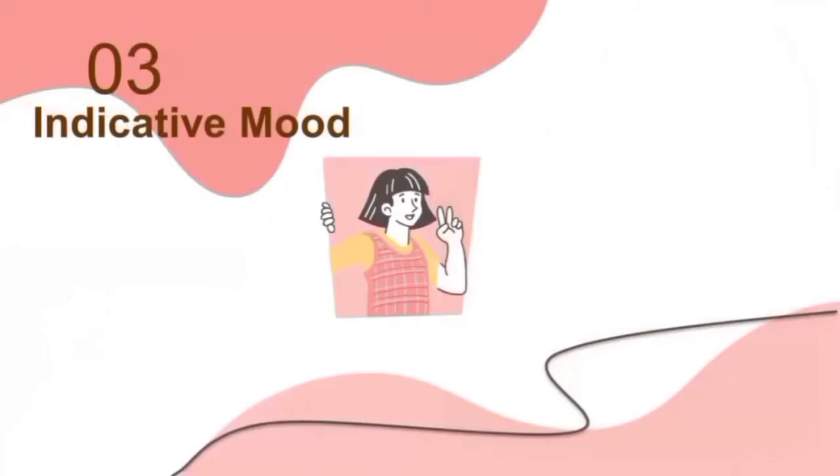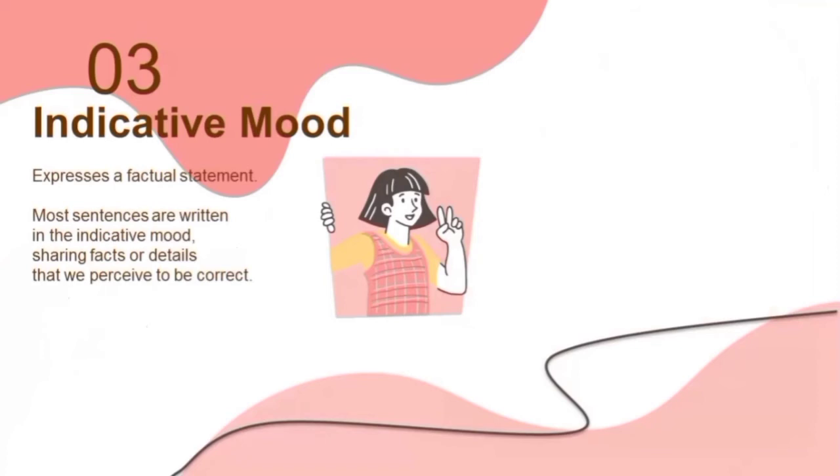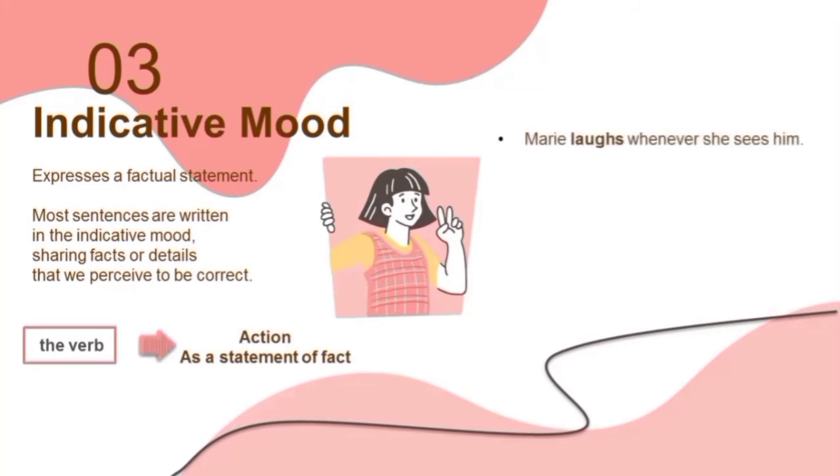Okay, the third type is indicative mood. A sentence with an indicative mood expresses a factual statement, at least from the perspective of the speaker. Most sentences are written in the indicative mood, sharing facts or details that we perceive to be correct. And in these sentences, the verb will express some sort of action as a statement of fact. And here are some examples of the indicative mood.